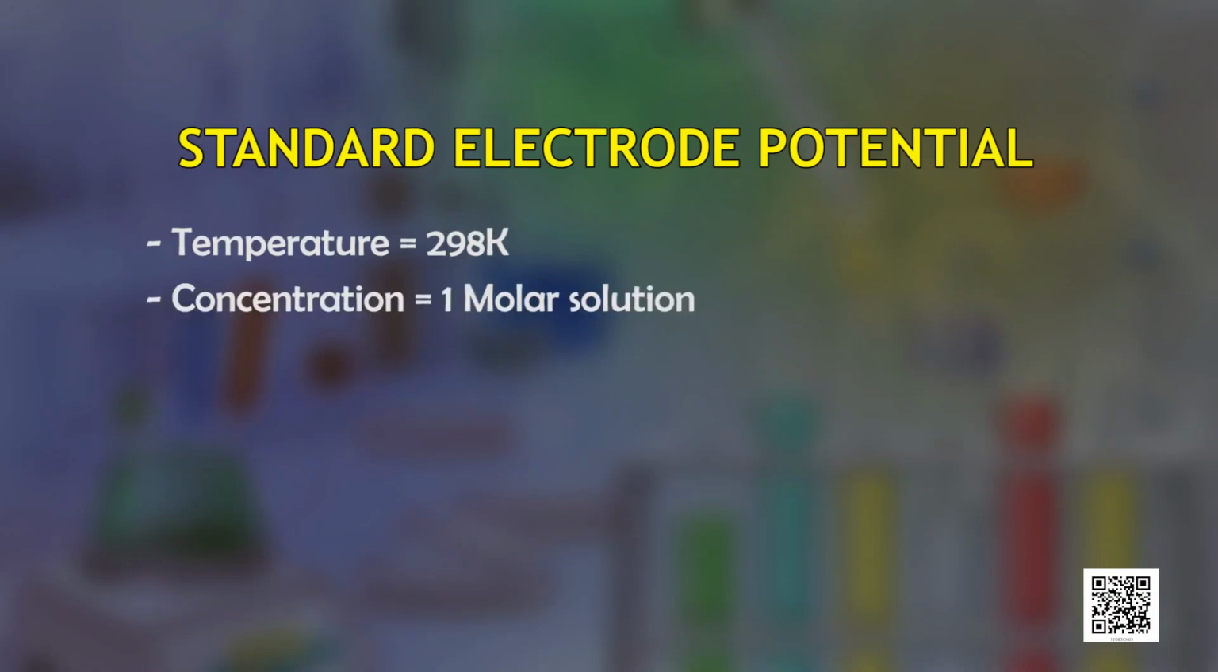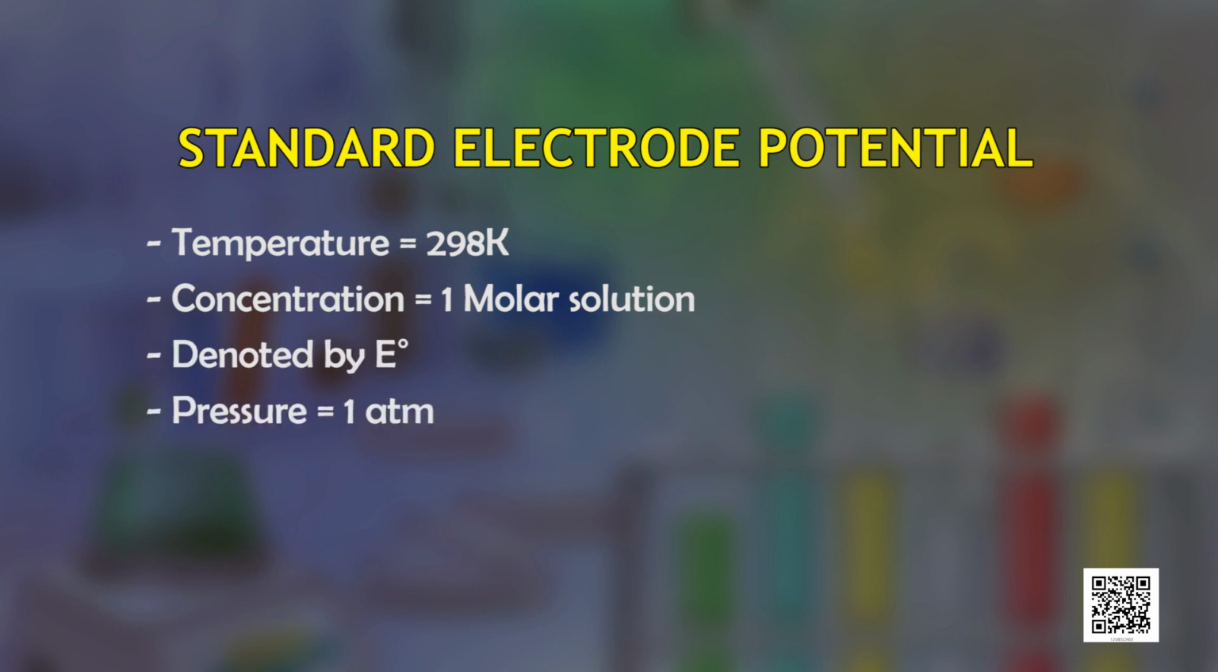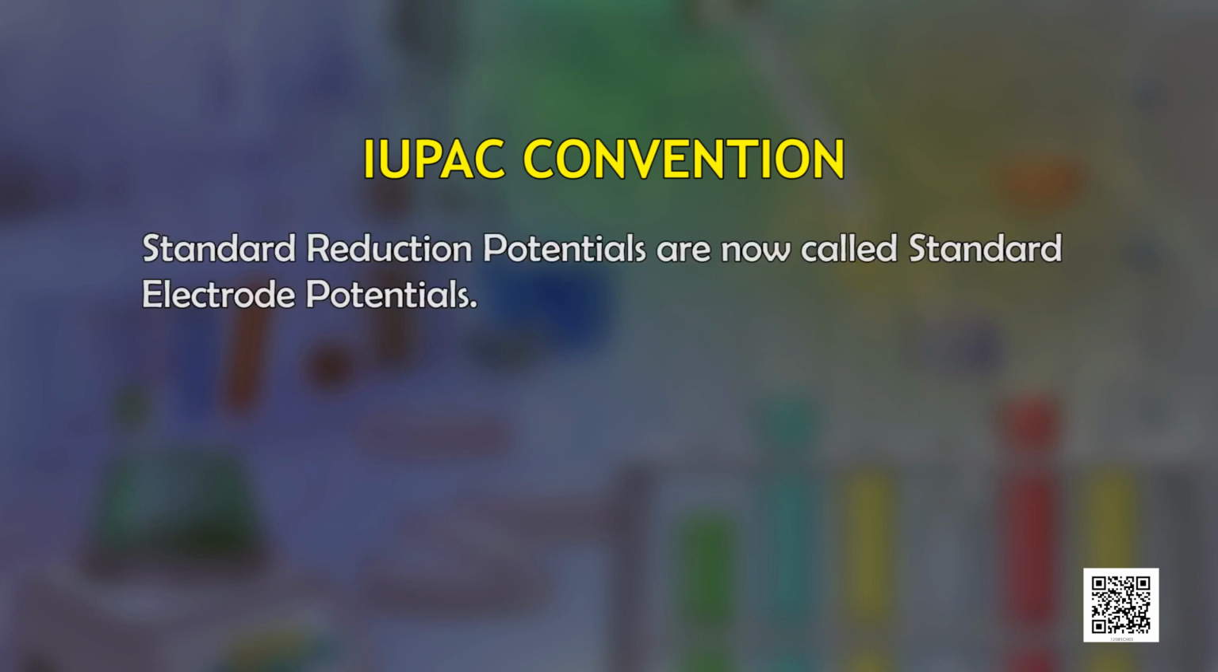The electrode potential measured under standard conditions of temperature 298 Kelvin and 1 molar solution is called standard electrode potential and is denoted by E0. If it is a gaseous electrode, a pressure of 1 atmosphere is considered. According to IUPAC convention, standard reduction potentials are now called standard electrode potentials. The electrode which has low electrode potential has a tendency to get oxidized.